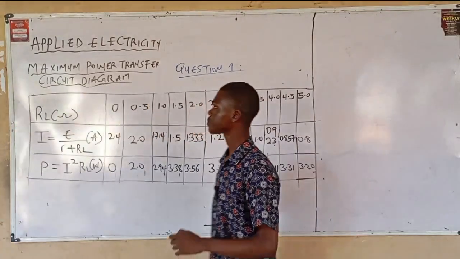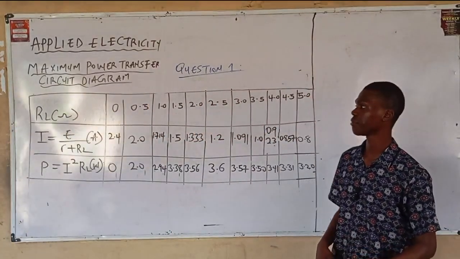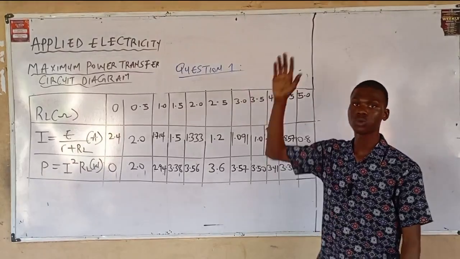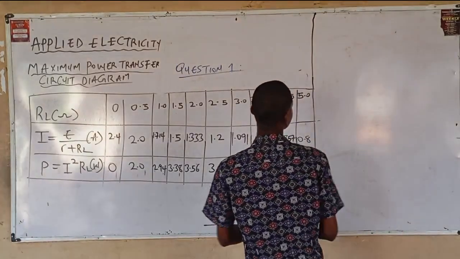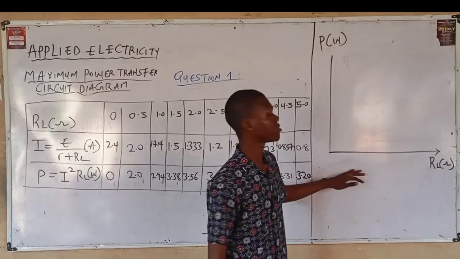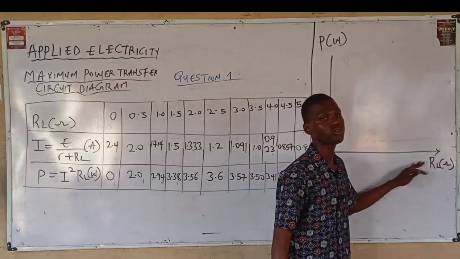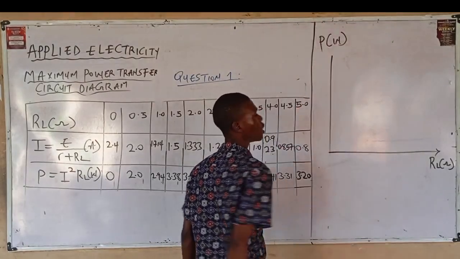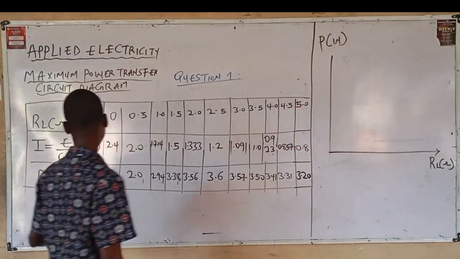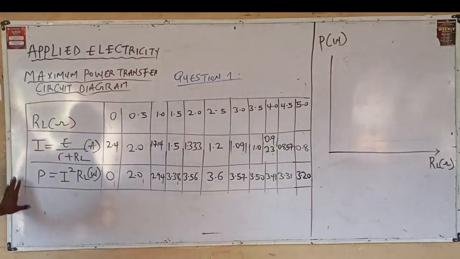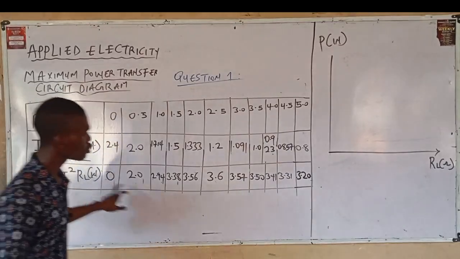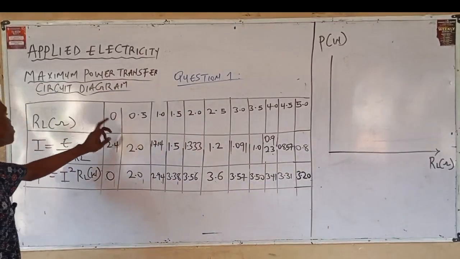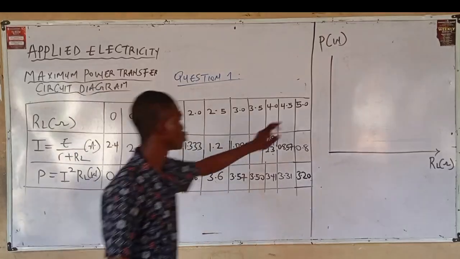Then number 2, we are told to plot a graph of the load resistor on the x-axis and the power on the y-axis. Now let's say this is my graph. This is my graph representing the value of the load resistor on the x-axis and the value of the power on the y-axis. Alright, from here, my power is ranging from 0 to 3, and my load resistor is ranging from 0 to 5.